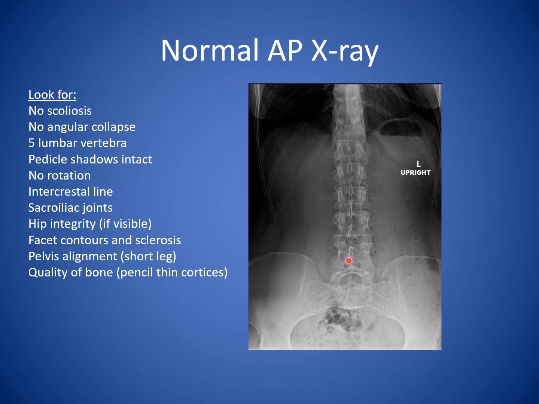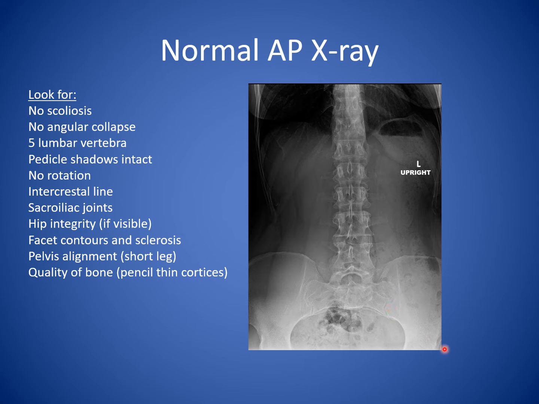You want to look at the intercrestal line. Normally the intercrestal line goes through L4-5 and it gives you a landmark to understand if the pelvis has some abnormal findings. You want to look at the sacroiliac joints. These are difficult joints to interpret, but we'll talk about the best ways to look at this.